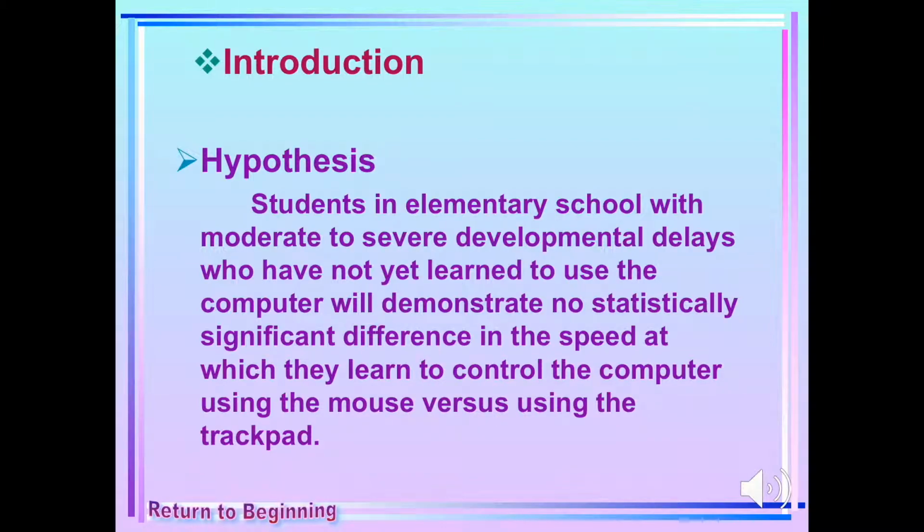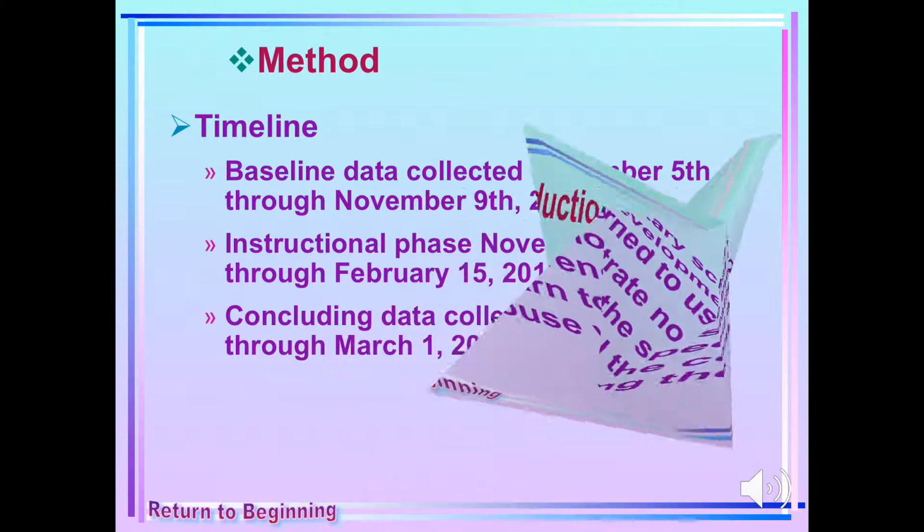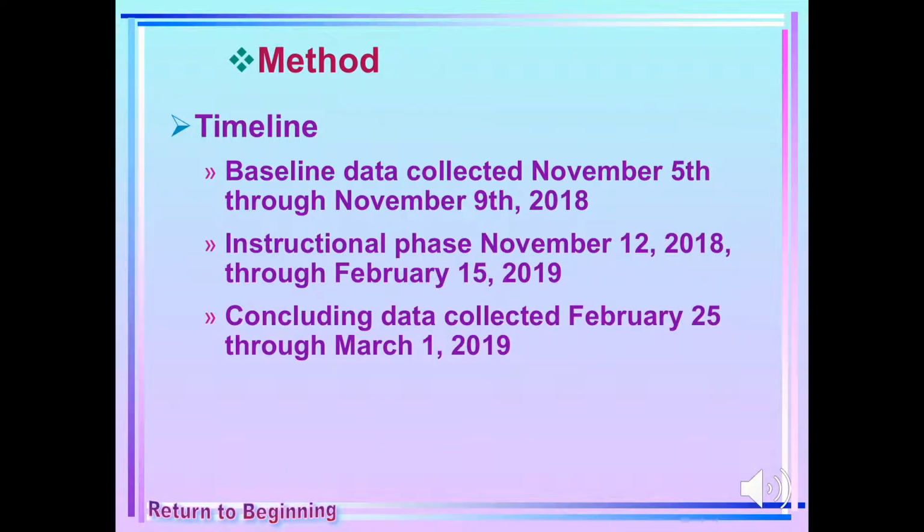Students in elementary school with moderate to severe developmental delays who have not yet learned to use the computer will demonstrate no statistically significant difference in the speed at which they learn to control the computer using the mouse versus using the trackpad. The study took place throughout the 2018 to 2019 school year.